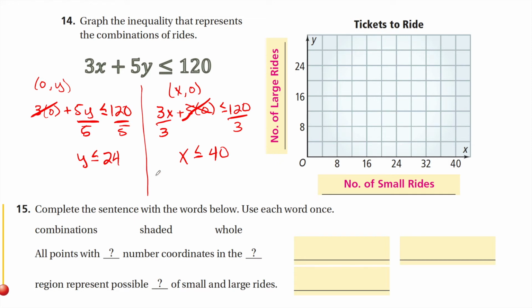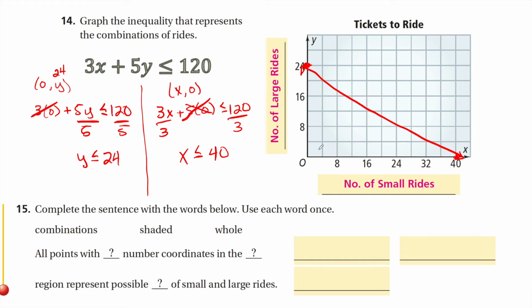All right, so if I realize these 2 points, I now know what the y-intercept is. It's going to cross the y-axis at 24, so I'll put a point right here. I also know that it's going to cross the x-axis at 40, because the x-intercept is 40. And now I can just draw a line straight through all the way down. Well, now that I drew the line, and it is equal to, that's why it's a solid line, we do need to figure out which way to shade.